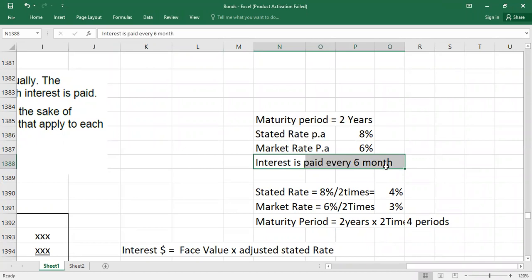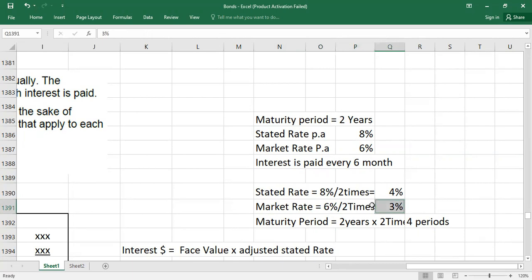First we need to adjust these two rates. We will take the stated rate on an annual basis divided by the number of times the interest is paid per year. There are 2 times, so you will get a 4% stated rate for 6 months. In the same way you will adjust the market rate, because the market rate on an annual basis is 6% divided by 2 times, so you will get an adjusted market rate of 3%.